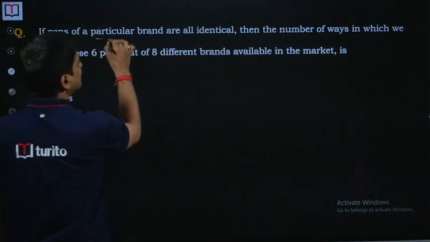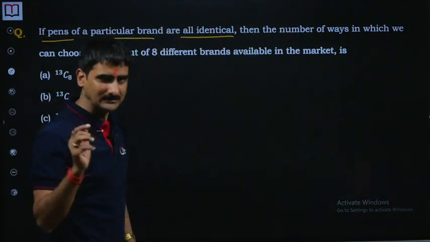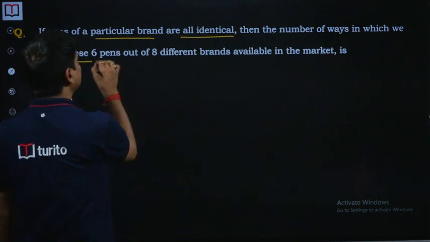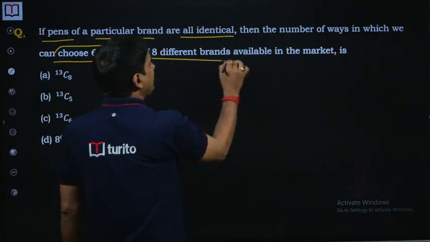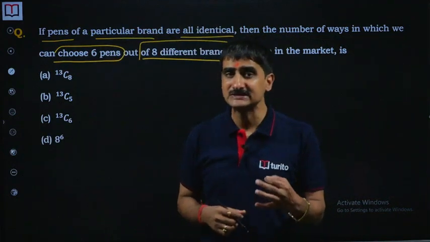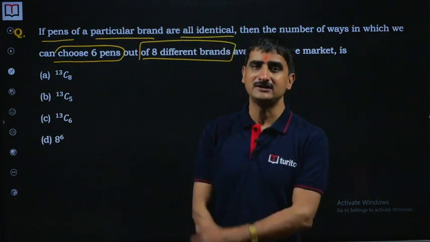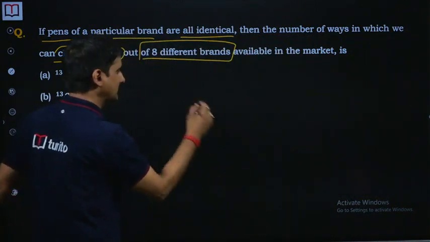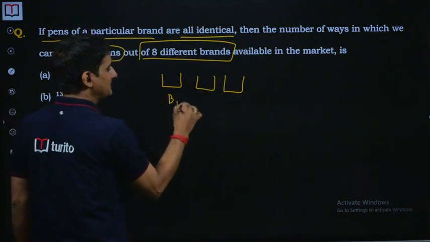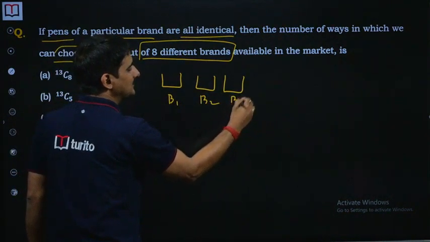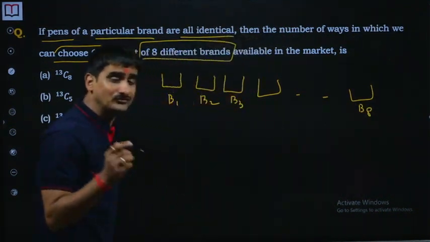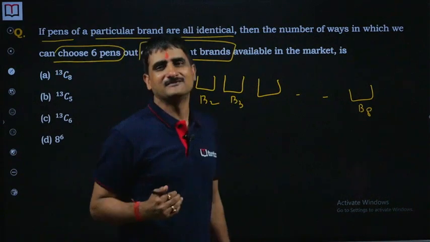If pens of a particular brand are all identical, find the number of ways in which we can choose 6 pens out of 8 different brands. Number of ways of picking up 6 pens out of 8 different brands. Okay, now what does that mean? See, you have 8 different brands. So brand 1, brand 2, brand 3, similarly brand 8. You have to select 6 pens from 8 different brands.